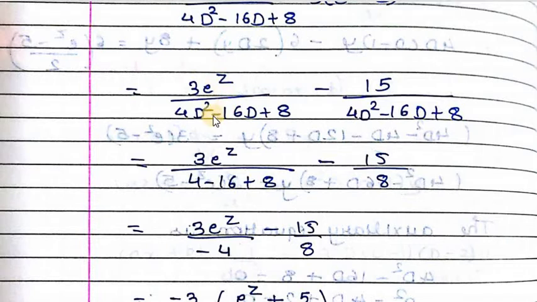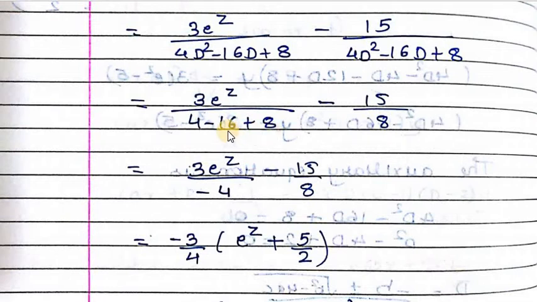The value of a is 1, so replacing D by 1, 3e raised to z will be as it is, so it will become 4 minus 16 plus 8. And over here, writing e raised to 0z, so the value of D will become 0; replacing D by 0 we have 15 by 8. Now 4 plus 8 is 12, and 12 minus 16 is minus 4. So this is minus 3 by 4, taking minus 3 by 4 common, this will become e raised to z minus, minus plus, and here it will be 5 by 2.